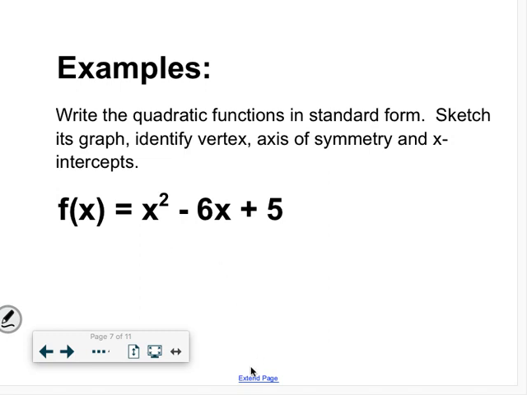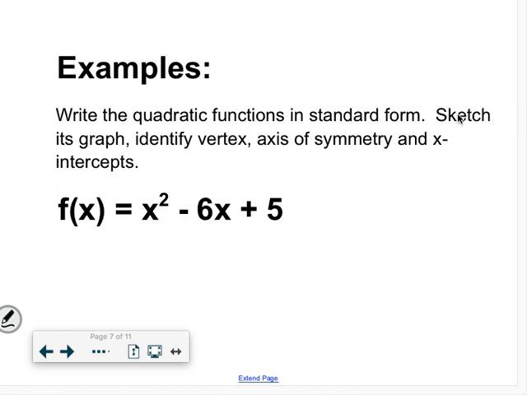So here's an example. These are the directions in the book. Write the quadratic function in standard form. Sketch its graph. Identify its vertex, its axis of symmetry, and x-intercepts. The second part of that is what we just did. Graph it with the transformations, label the vertex and axis of symmetry as an ordered pair and equation of a line, and then if you need to, solve for x-intercepts and write as ordered pairs.